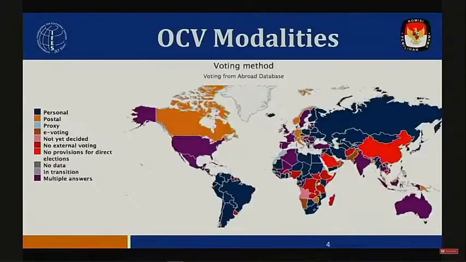And here's quickly a map of the world that shows what types of out-of-country voting countries provide for. The countries marked in yellow allow out-of-country voting only by mail, and the countries in purple provide for multiple options.